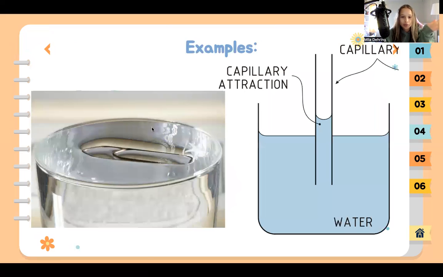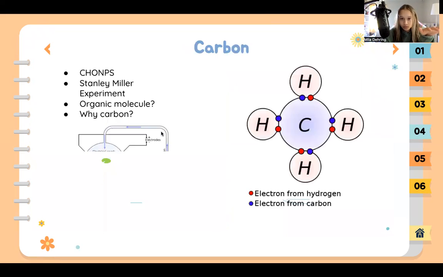So some examples. Here is surface tension happening, and this is capillary action. With capillary action, we can see that the water molecules are adhering to the side of this tube. And you can see on the left side that the surface tension allows for something to actually float on top, as long as it doesn't break through the top layer.